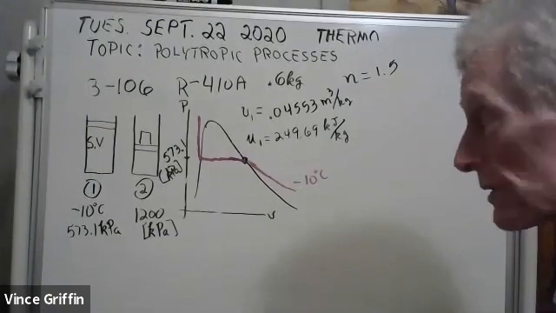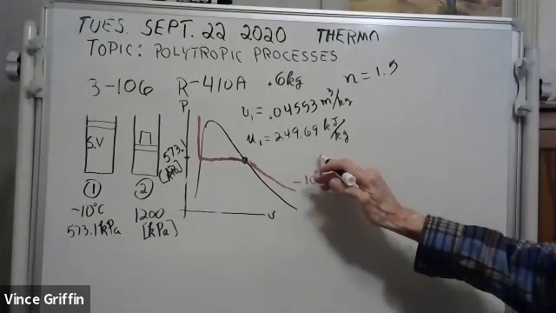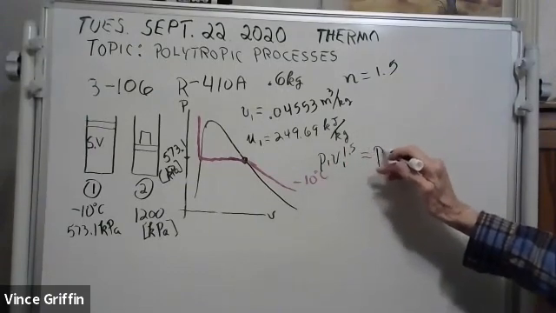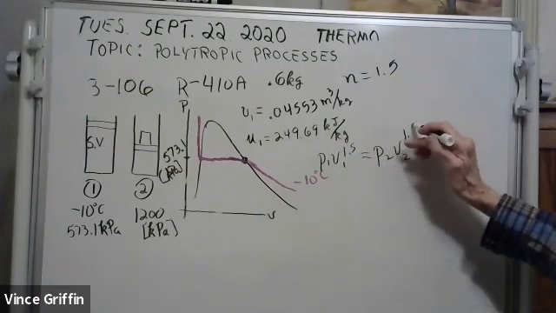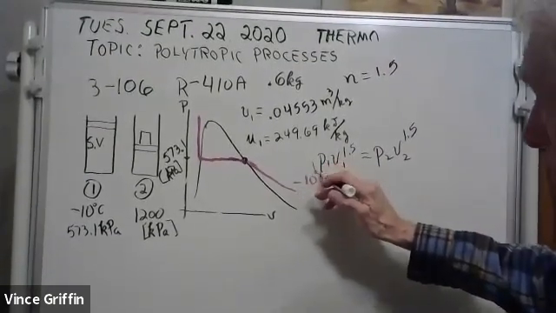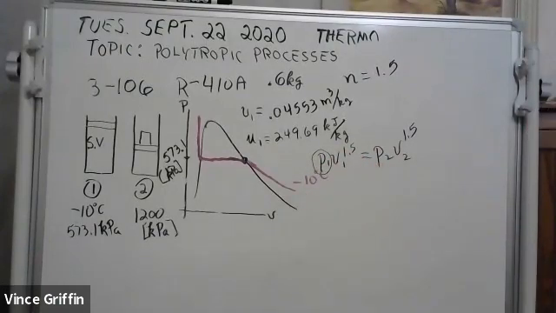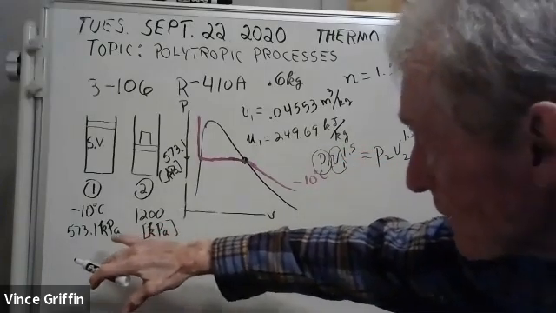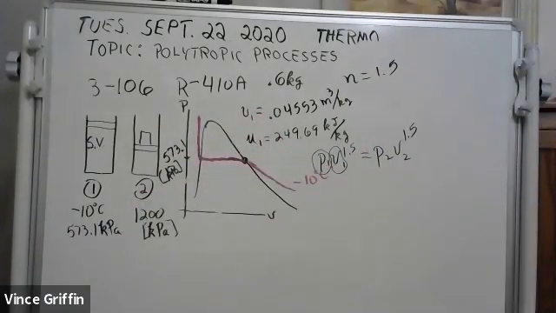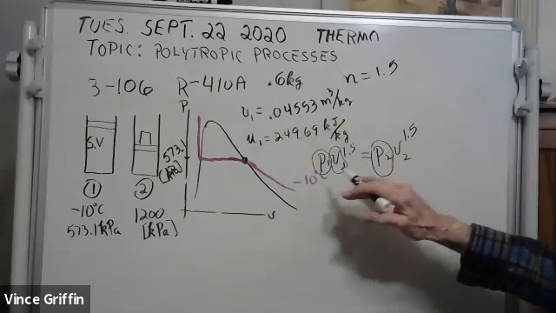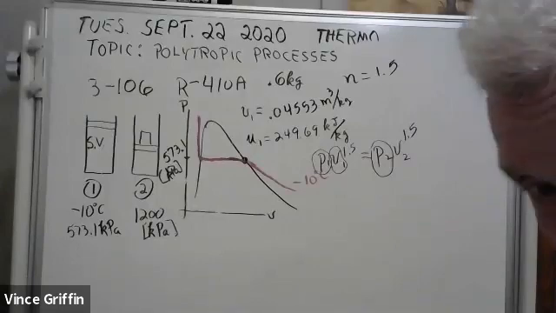Well, what do we know about polytropic processes? Let me write this down. We know that P1 V1 to the 1.5 equals P2 V2 to the 1.5. Now, do we know P1? Well, yeah, we do. Do we know V1? Yeah, we do. Look, there's P1 and there's V1. Do we know P2? Yeah, look at here. Yeah, we know V. Oh, look at here. We have an equation with only one unknown.